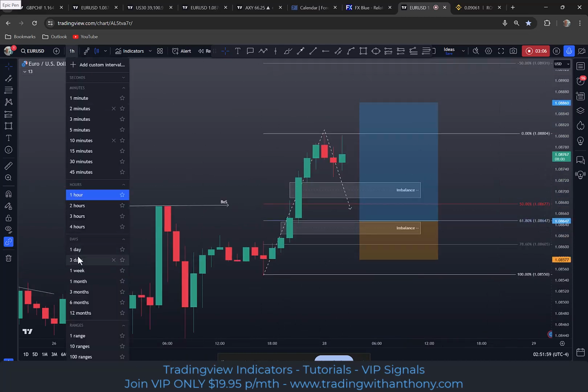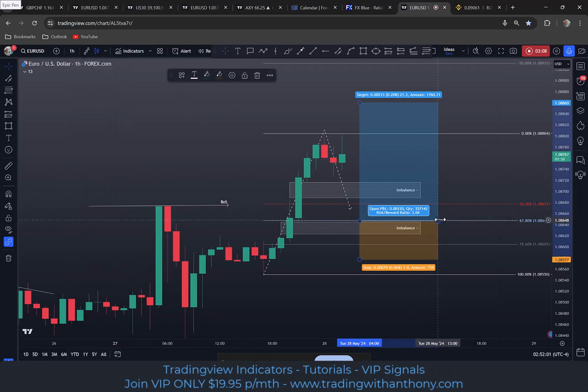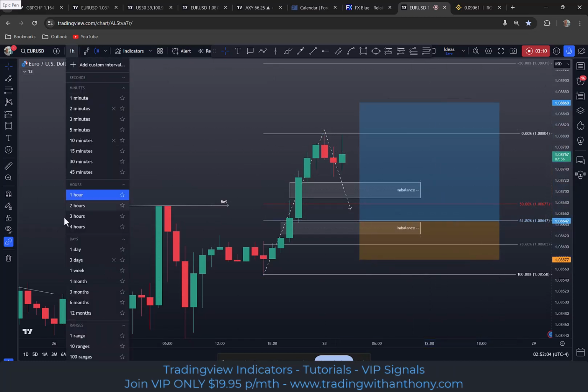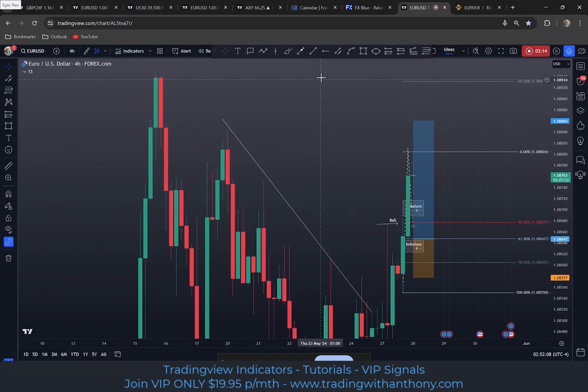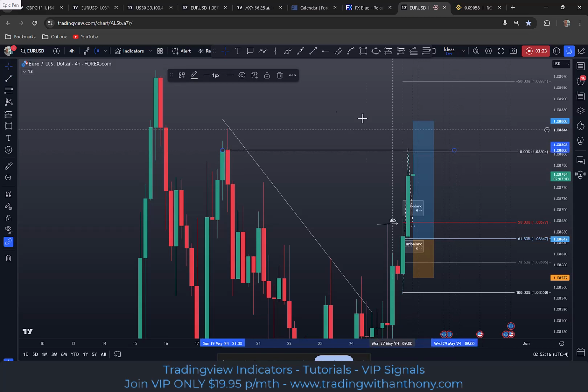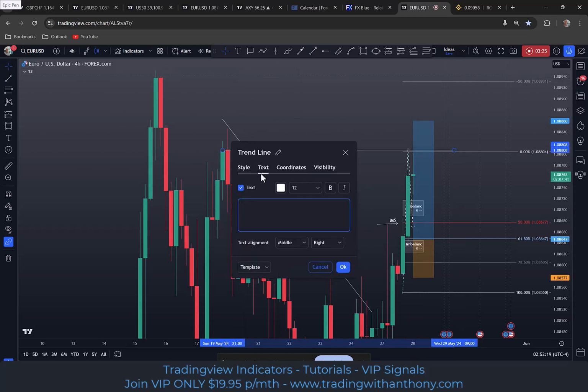Now targets, let's just go out and see what we've got on the 4H. Here's a target. Grab that. These highs here coincide with this high here. Okay, 4H, target 1, or target 2, I would say. Let's just mark that up as a 4H.